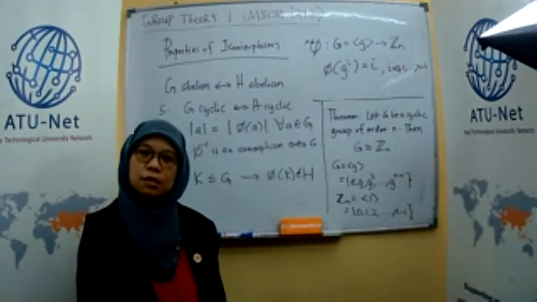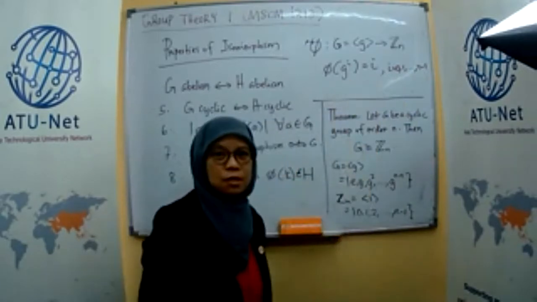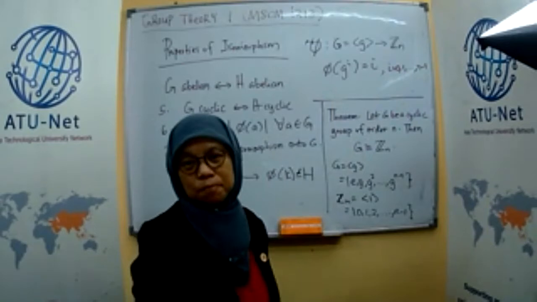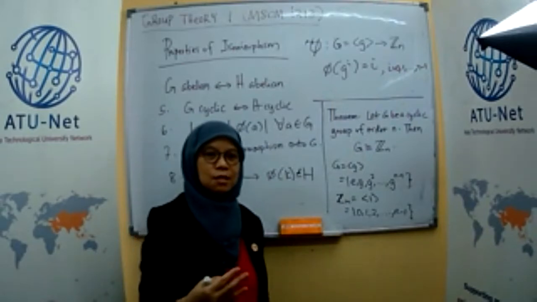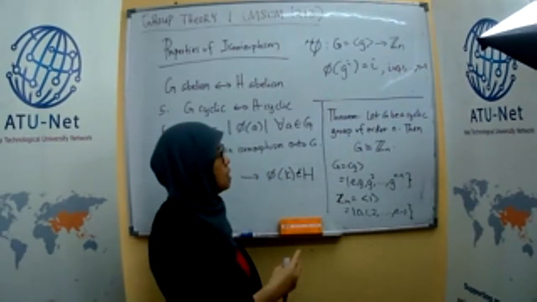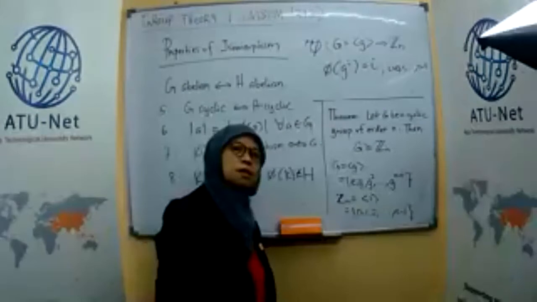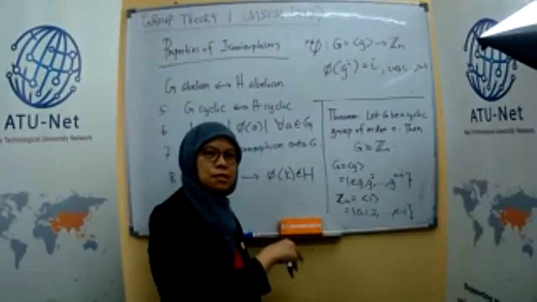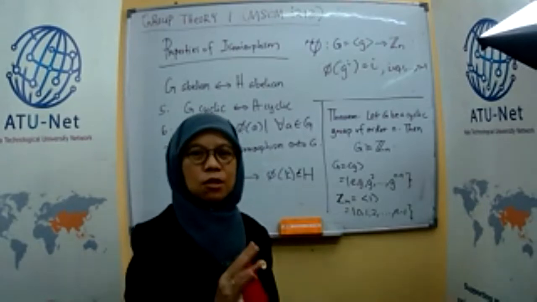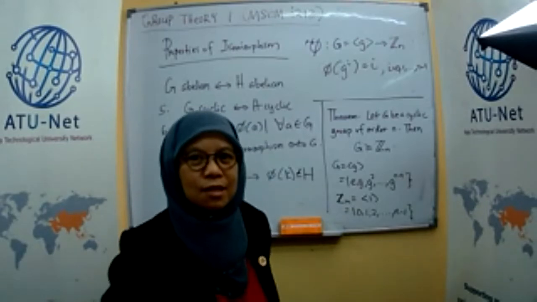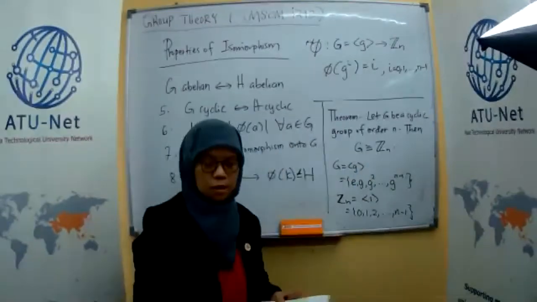Second one, you have to show it is 1-to-1. Phi of Gi equals phi of Gj implies I equals J. The onto: given any I in Zn, find X in G such that X is mapped to I. So let X equal G to the I. Then onto.